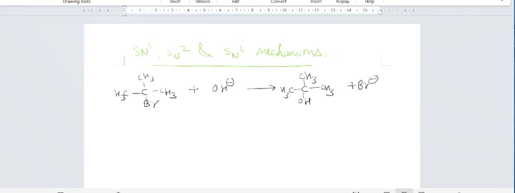There is substitution of bromine by the OH minus group here, and this is the attacking region which is negatively charged. So it is called the nucleophile. There is nucleophilic attack on the alkyl halide, and there is formation of a substituted product. This is tertiary butyl bromide.